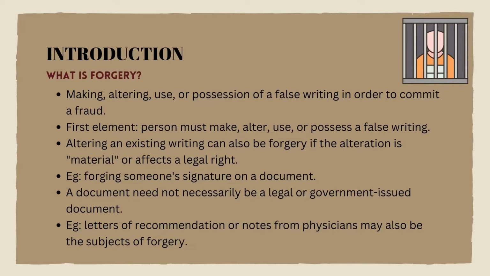When they think of forgery, many people think only of making false writings, such as forging letters or certificates. But altering an existing writing can also be forgery if the alteration is material or affects a legal right. Forging another person's signature on a document is a material alteration because it misrepresents the identity of the person who signed the document, which has serious legal consequences.